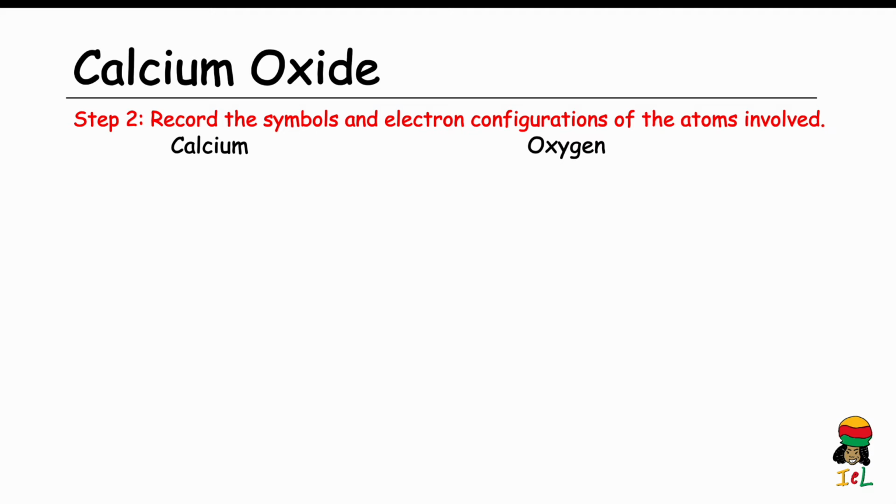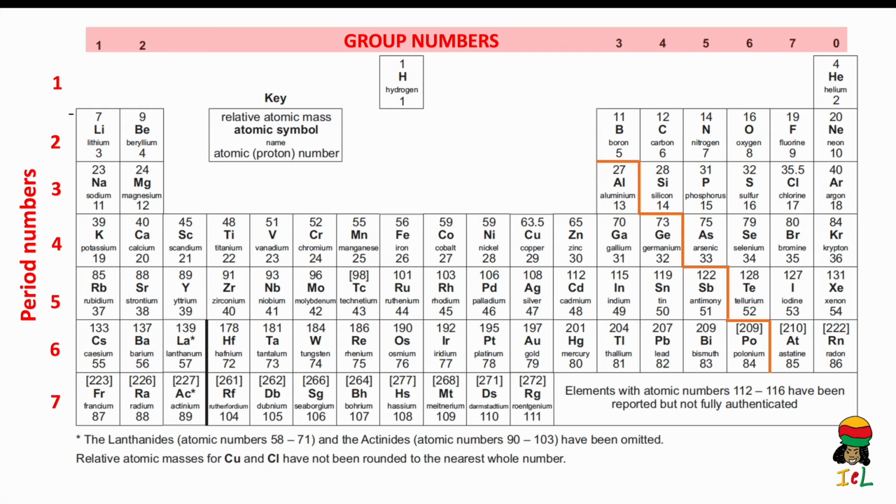Step 2, record the symbols and electron configurations of the atoms involved in the ionic bond. We will get this information from the periodic table. Calcium has the chemical symbol Ca. Calcium is located in period 4 and in group 2. Therefore, calcium has 4 shells because it's in period 4, and on that 4th and last shell there are 2 electrons. Since calcium has a 4th shell, it means the 1st, 2nd, and 3rd shells contain their maximum number of electrons. Consequently, the electron configuration for calcium is 2,8,8,2. The first 3 shells contain their maximum number of electrons, and the last shell, which is the 4th shell, has only 2 electrons because calcium is in group 2.